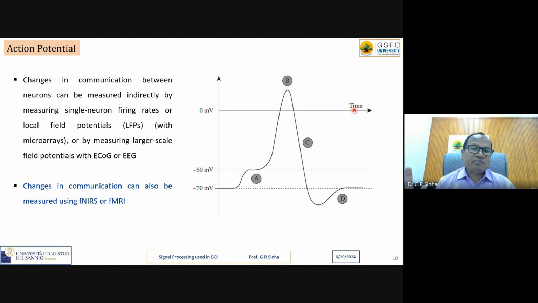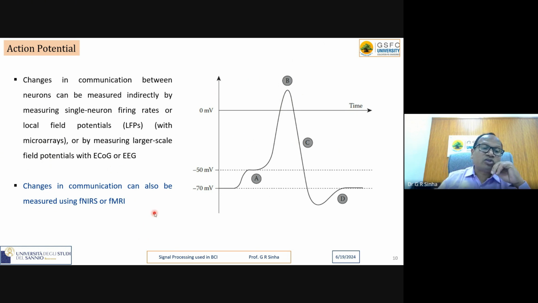And the basis of the working of the brain computer interface, the complete working of BCI, is this phenomenon. You generate action potential, it is recorded in time series in a continuous manner, and you get EEG or any other kind of signal. So that reports the communication and interaction, the brain activities of those neurons, which is recorded.